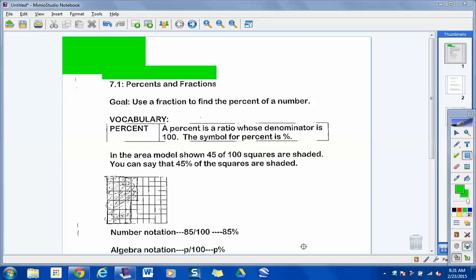Okay. Well, guys, right here, our section to deal with percents and fractions. You've used them a lot, I would hope. And guys, our goal right here is to use a fraction to find a percent of a number. Okay. A lot of shortcuts that we're going to be talking about this section.